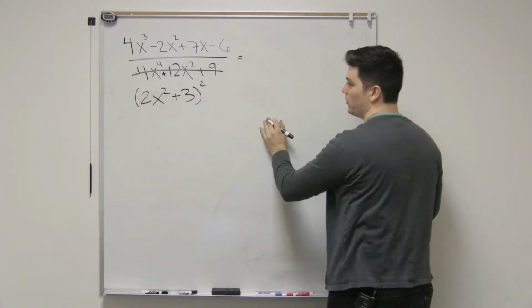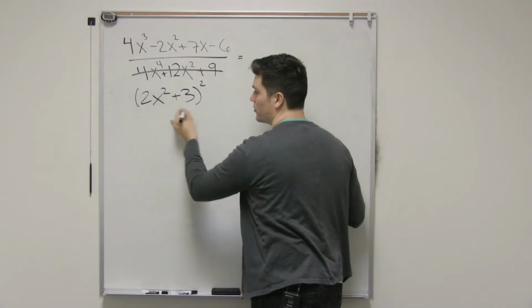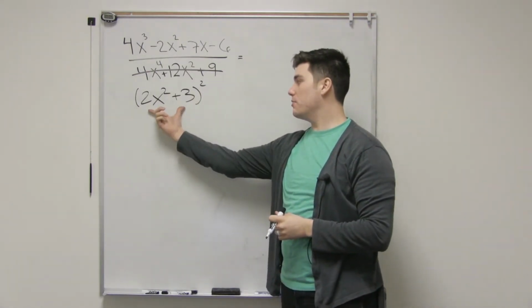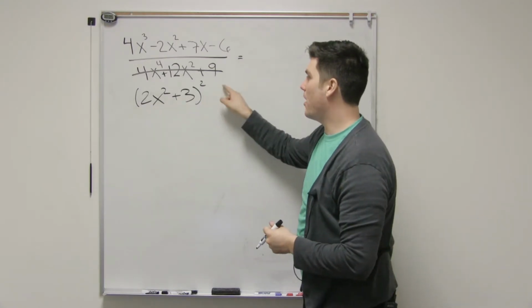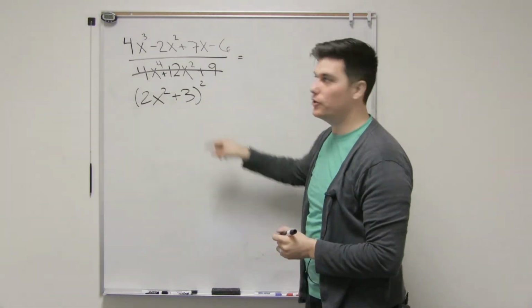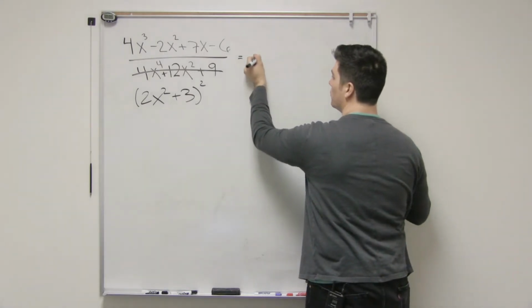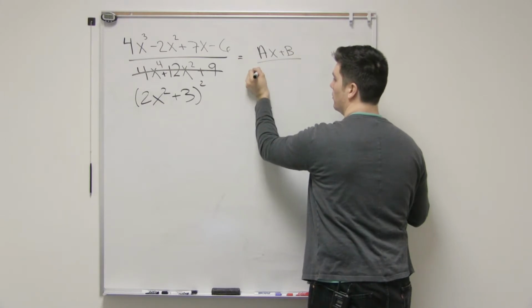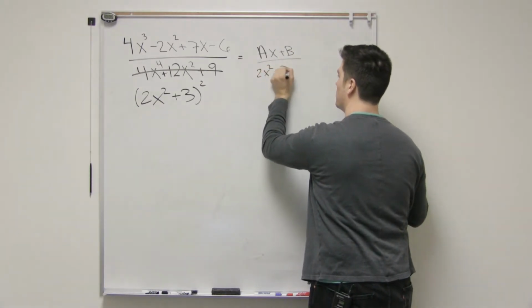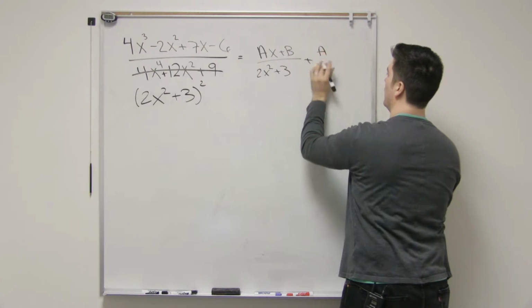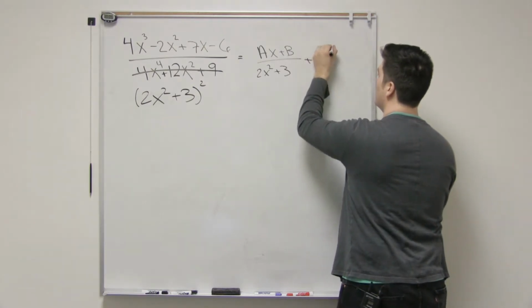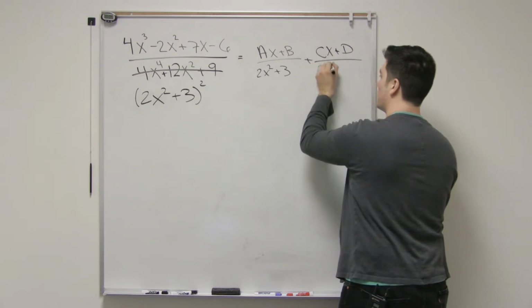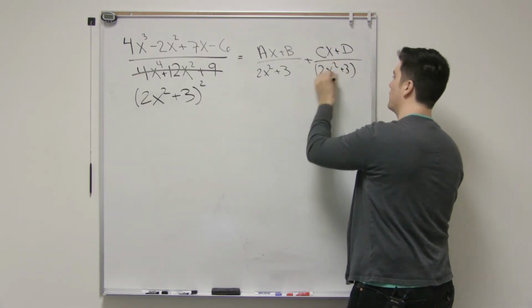And we know that there are 2 factors, but they're not unique. So that means we need to have this be the factor with ascending power all the way up to the power of 2. So this is going to be equal to ax plus b over 2x squared plus 3 plus, not a anymore, now we are on cx plus d over 2x squared plus 3 squared.